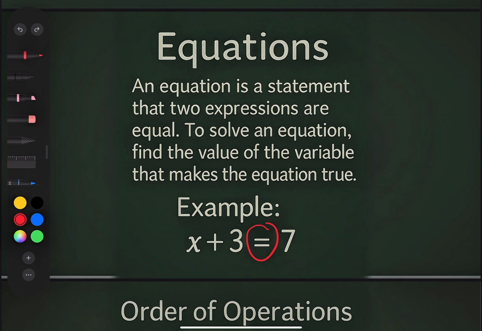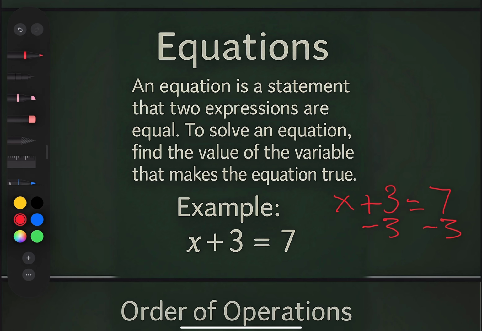Okay, so this is our example. x plus 3 equals 7. So in order to solve an equation, we have to isolate the variable, which in this case is x. How do we do that? We move this 3 to the other side. The way to isolate the x is just canceling what's on its side.